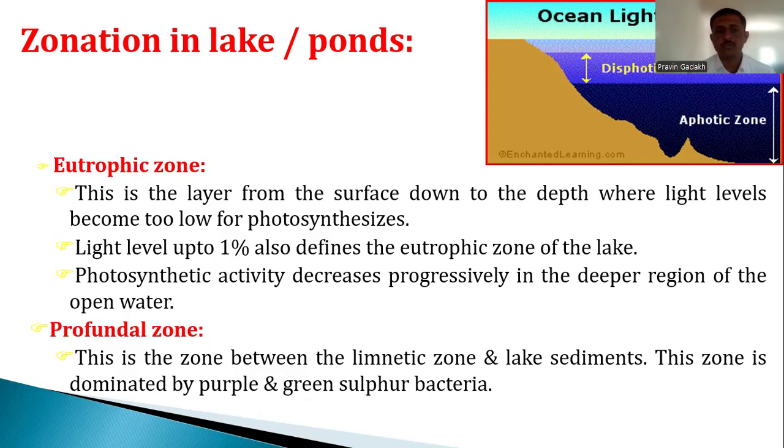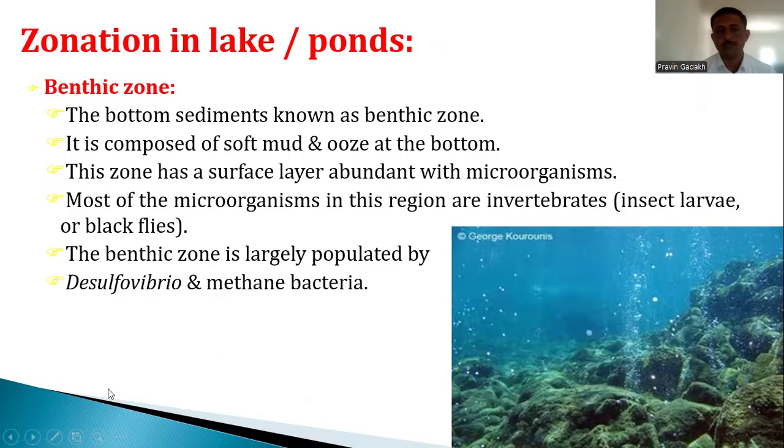Next is the profundal zone. This is the zone between the limnetic zone and the lake sediment. This zone is dominated by purple and green sulfur bacteria. So it is another region, between the limnetic zone and the lake sediment. That means we can see it extends up to the bottom of that particular aquatic environment, and it is represented by the purple and green sulfur bacteria. So it is the profundal zone.